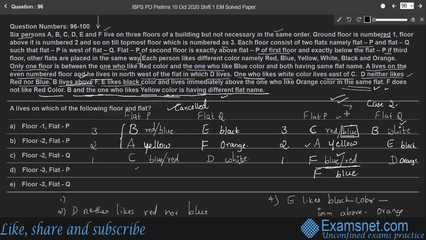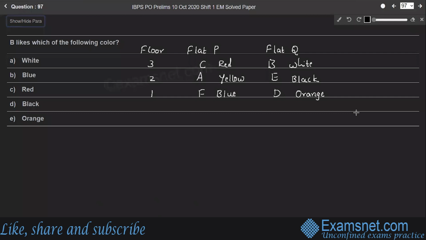Here the question is, A lives on which of the following floor and flat? So A lives on second floor in flat Q. So floor 2, flat P. Therefore, option B, floor 2, flat P is the right answer. Option B. Question 97. B likes which of the following color? So here, B likes white color, right? So option A is the right answer.